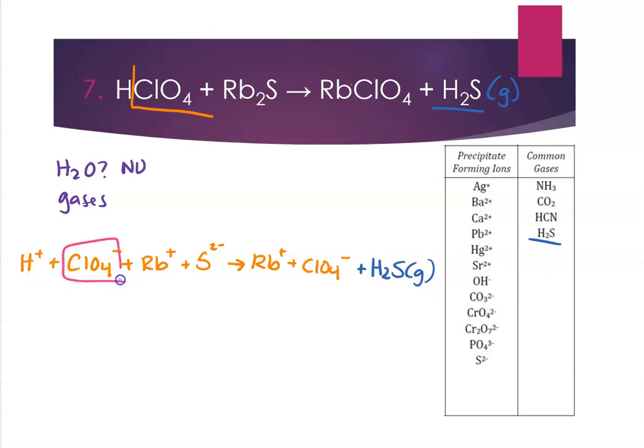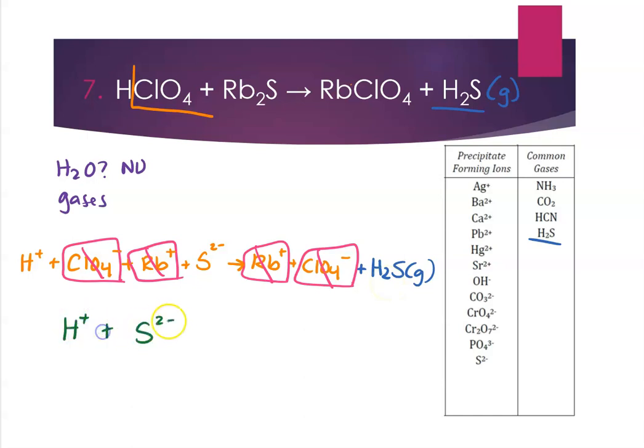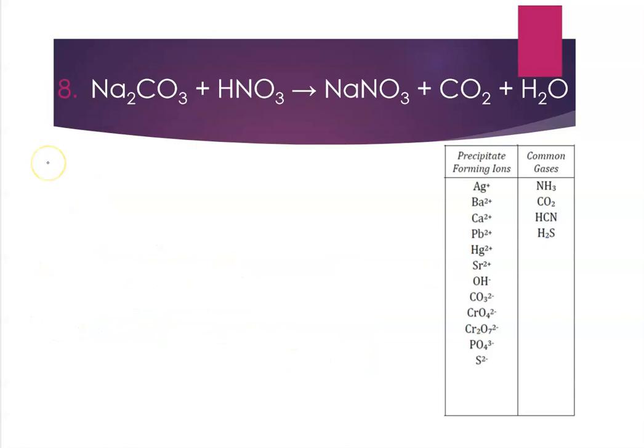H's don't cancel, the ClO4s cancel, and the Rb's cancel, but the S does not cancel. So I'm left here with H plus S2- yields H2S as a gas. 2 H's here, so I need to put a 2 here to balance that. 1s, 1s. All right, let's look at one last one.